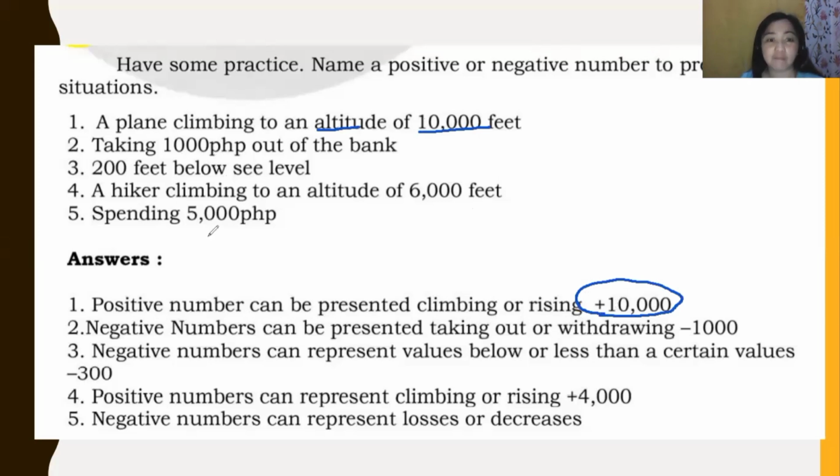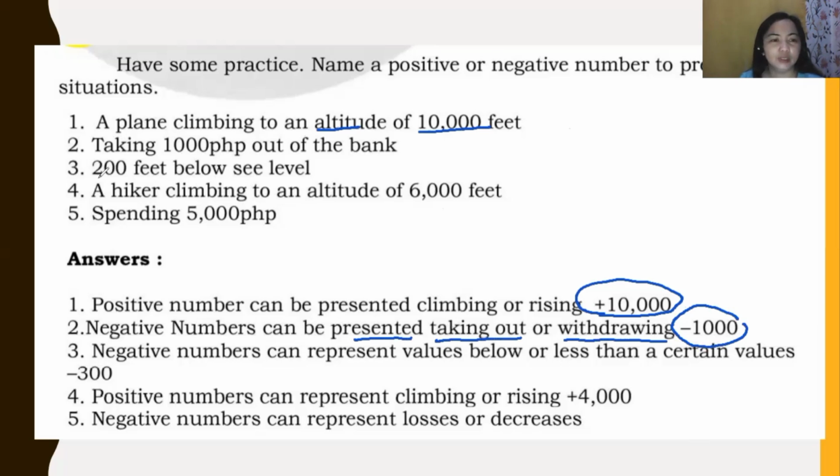So that is positive. So number 2, taking 1,000 pesos out of the bank. Kumuha ka ng 1,000, naglabas ka ng pera from the bank, nag-withdraw ka. So negative numbers can be presented taking out or withdrawing money. So that means negative 1,000. So number 2 is negative 1,000 kasi naglabas ka ng pera.